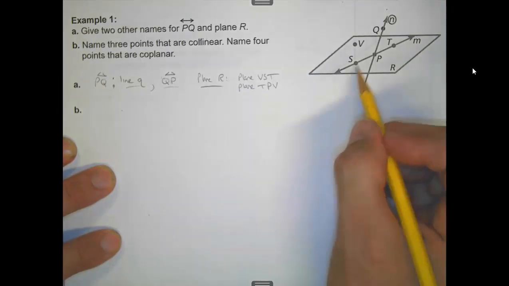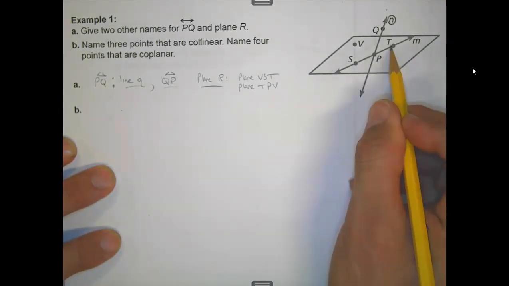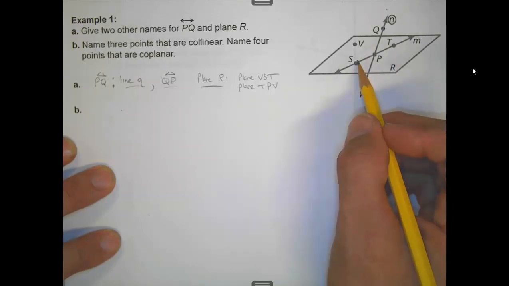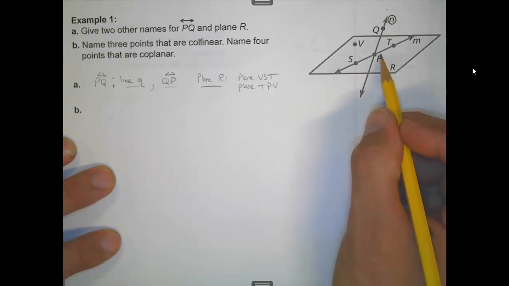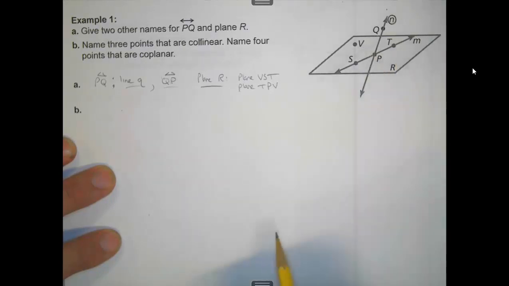But you just cannot use SPT. We're going to find there's actually an infinite number of planes that go through a line. SPT is not a proper way to name the plane. They have to be non-collinear points, meaning points that don't lie on the same line.